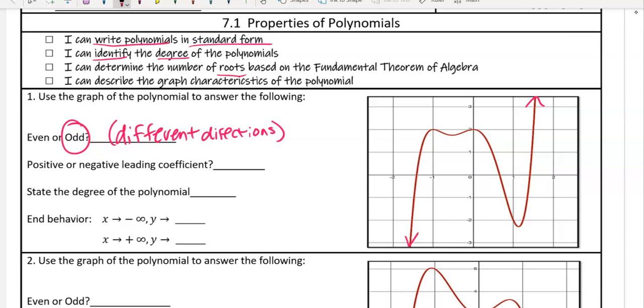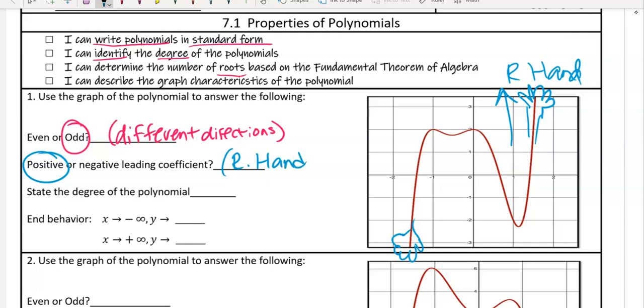Now it says, is there a positive or negative leading coefficient? So we're looking for the sign of the first term if this polynomial was written in standard form. Ideally here we want to pretend that this polynomial has hands or arms, and for the positive or negative leading coefficient, we're going to be focusing on that right hand. What is the right hand doing? It's going up towards positive infinity. So we have a positive leading coefficient. And I'll leave this note here to look at the right hand.